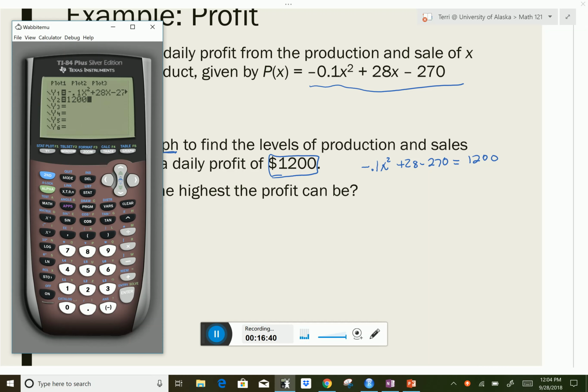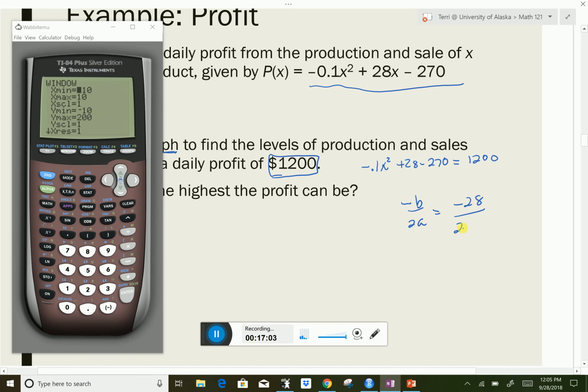So now what we can do is, well, I need to go to window. I need to know where to put this window. I have no idea where to put this window. So I need to know where this hits its maximum, which is, well, the highest profit can be. So I need to know what to make my window. So negative b over 2a, negative 28 over 2 times negative 0.1. Those are positive. So 28 divided by 0.2, which is 280 divided by 2, which is 140.